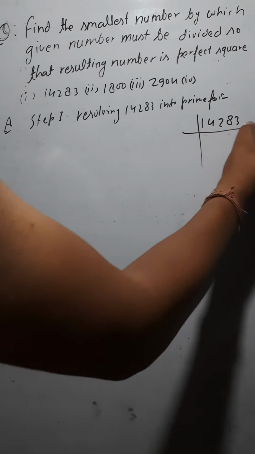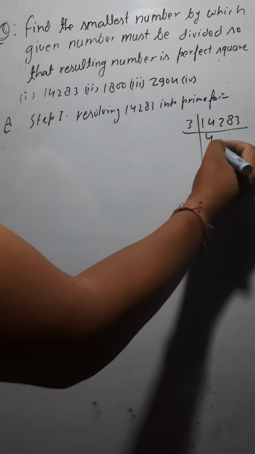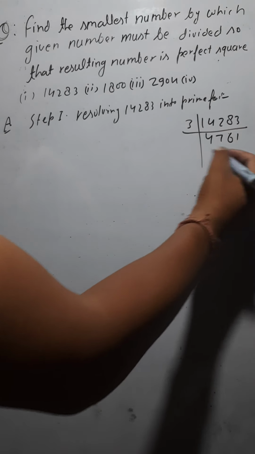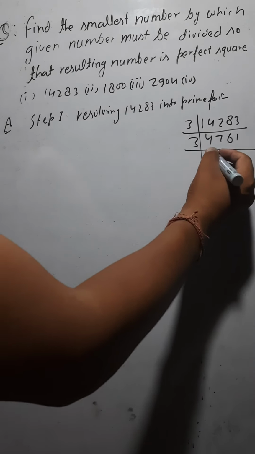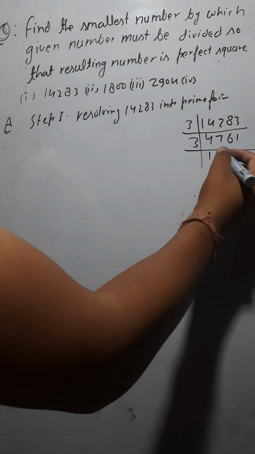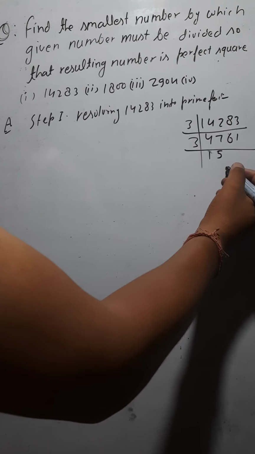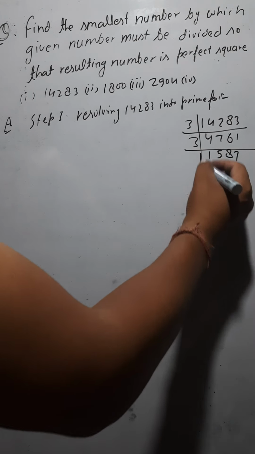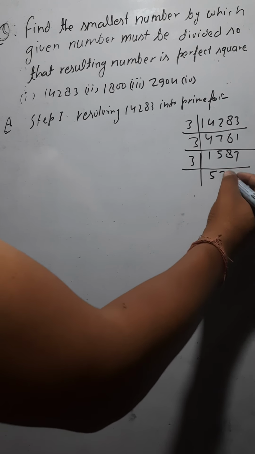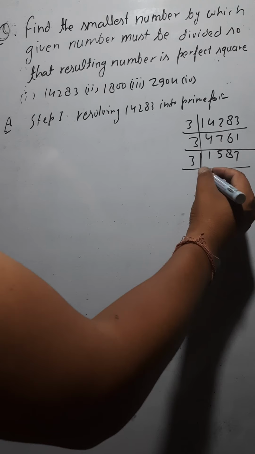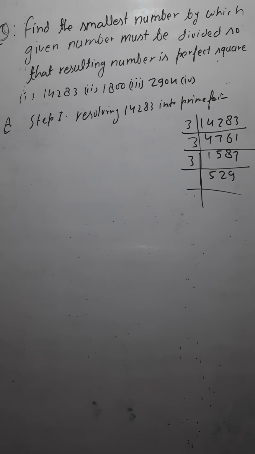Now if you see the prime factors, I think it would be divisible by 3. 3 4s are 12, 3 7s are 21, 3 6s are 18, and 3 1s are 3. Again it would be divisible by 3. 3 1s are 3, 3 5s are 15, 3 8s are 24, 3 7s are 21. Again let's see, 3 5s are 15, 3 2s are 6, 3 9s are 27.